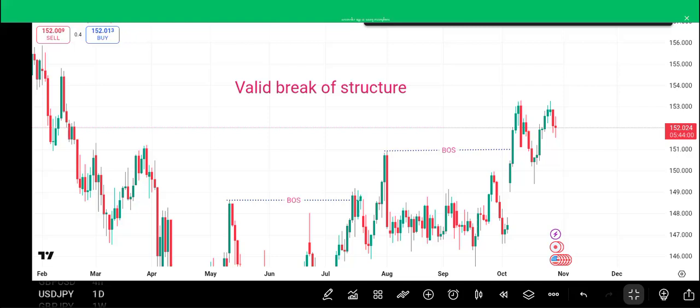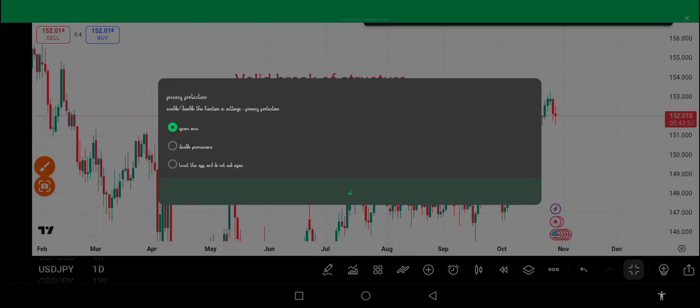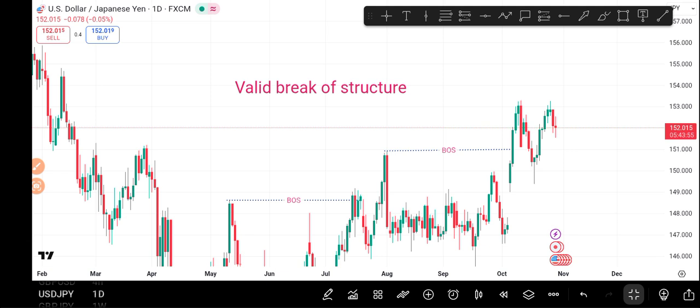Good evening, my people. Today I want us to talk about valid break of structure. How can you identify a valid break of structure?